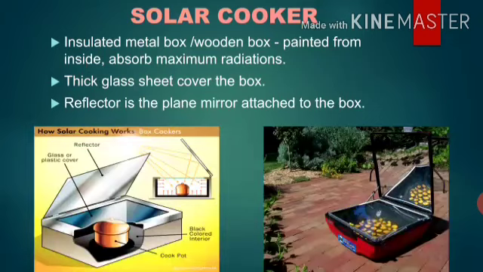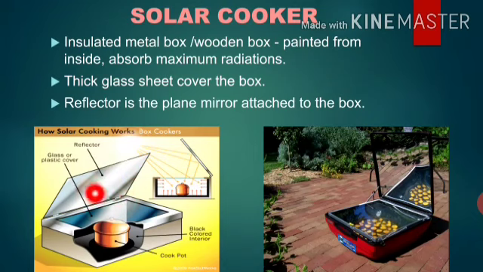The next topic is solar cooker. The solar cooker contains, or is made up of, an insulated metal box or a wooden box. It is painted black inside so as to absorb the maximum solar radiation.